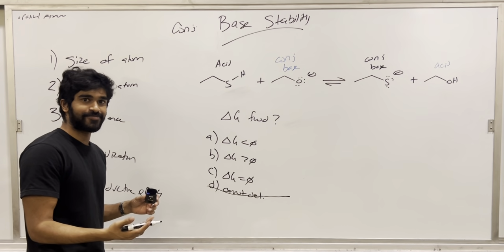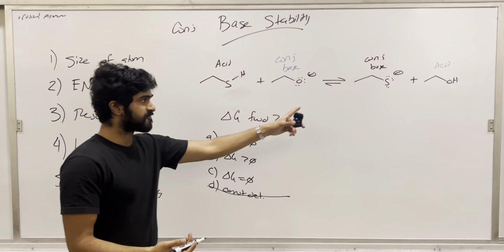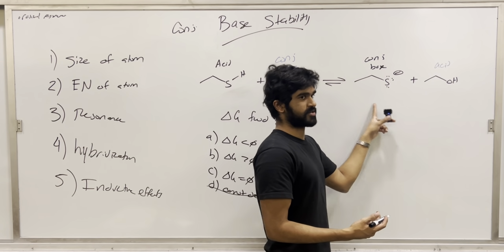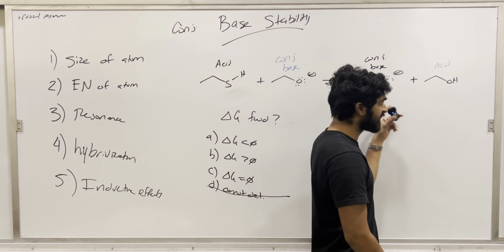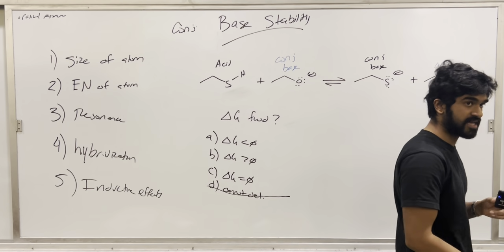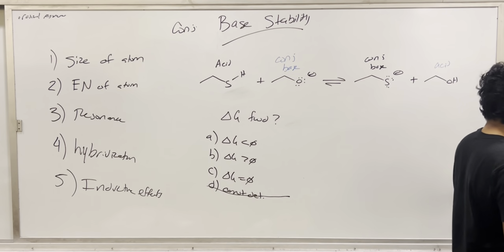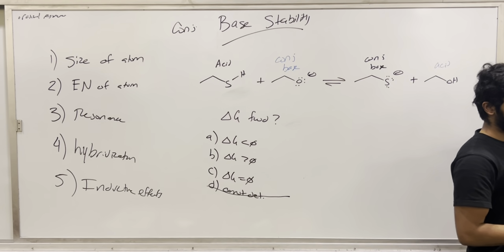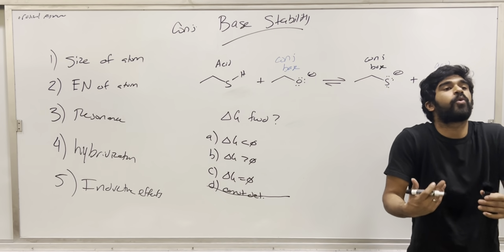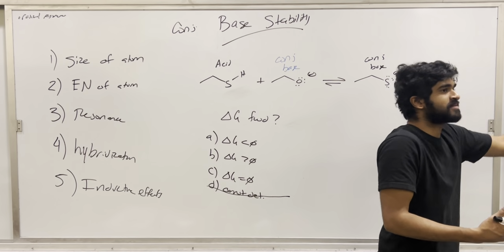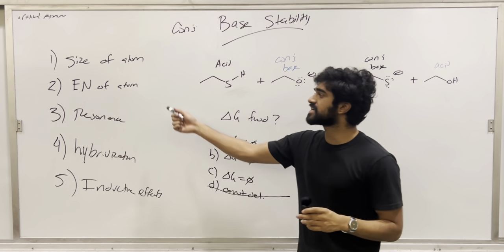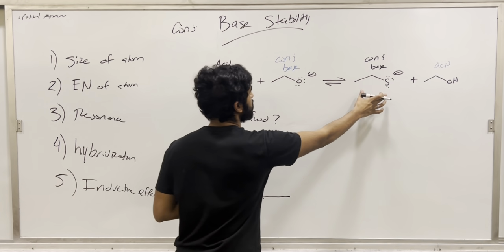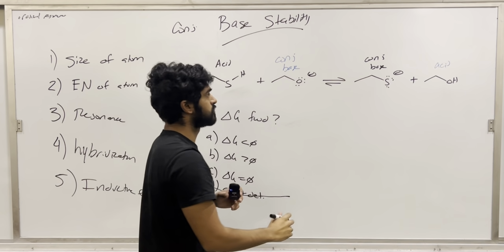Which one's more stable, right? Sulfur. It's a thiolate, right? But this thiolate is more stable than that ethoxide, because HSR has a pKa of 8 and ROH has a pKa of 16 to 18. But what does that mean? Why is it more stable? Well, let's take a look at the 5 things that stabilize a conjugate base. What does this have going for it that this doesn't?